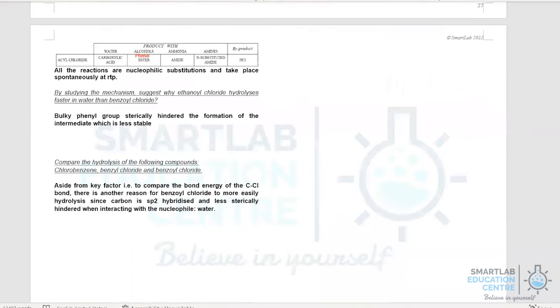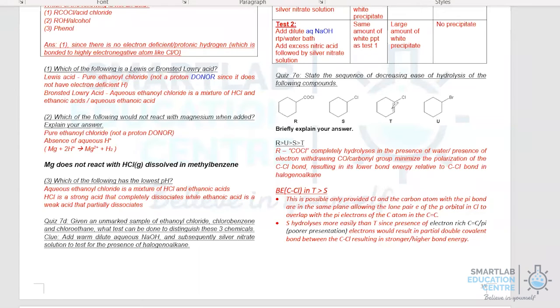So in conclusion, acid chloride is capable of reacting with water molecules to produce carboxylic acid, with alcohol and phenol to produce ester, with ammonia to produce amide, and to react with primary or secondary amine to produce your secondary or tertiary amide. And all of them will release the byproduct HCl. And let's take a look at an example. Let's study the compounds now, which of them will be more easily hydrolyzed.